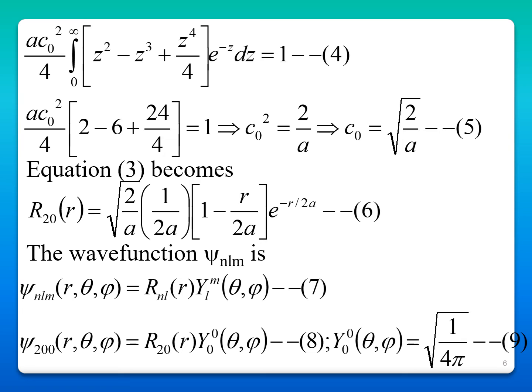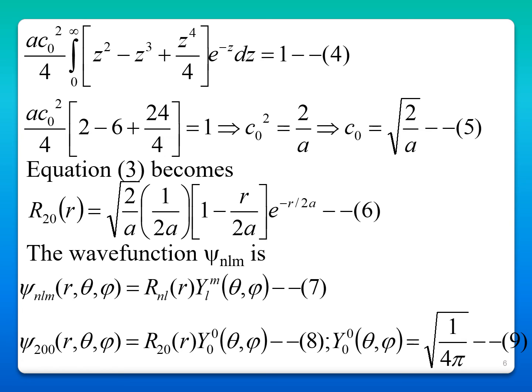So now you substitute all these values in equation 4. We get C0 equal to square root of 2 by a. So substitute this, then R20 of r is square root of 2 by a, 1 by 2a, into 1 minus r by 2a, e power minus r by 2a.